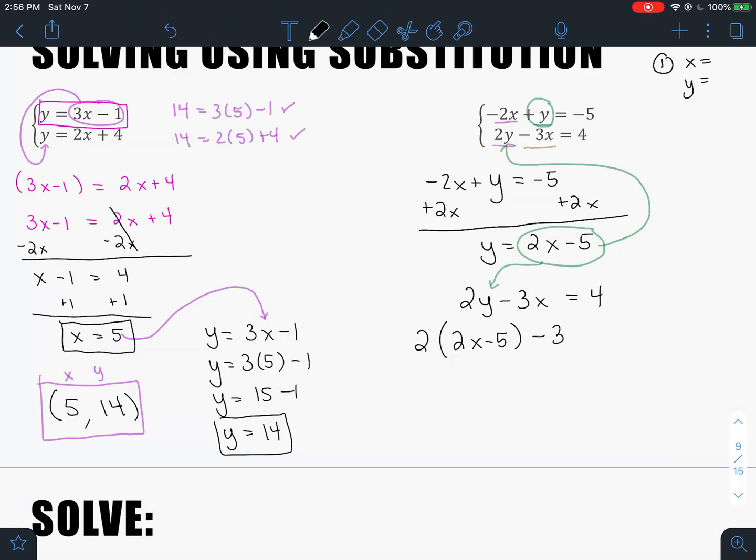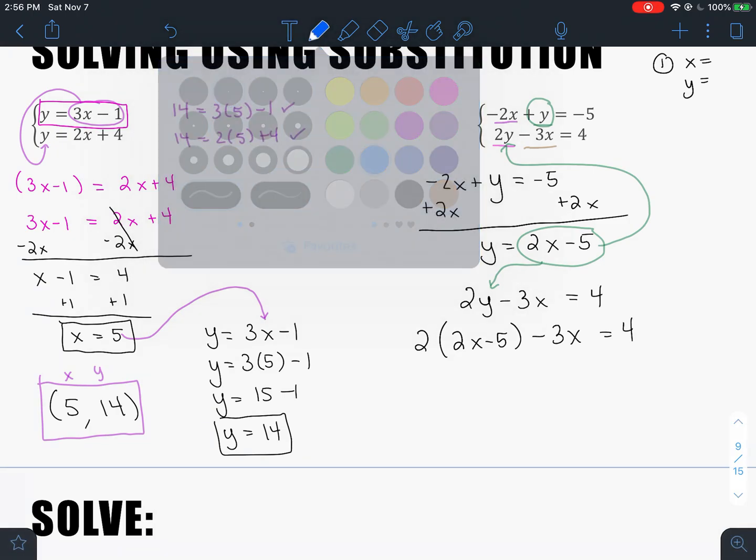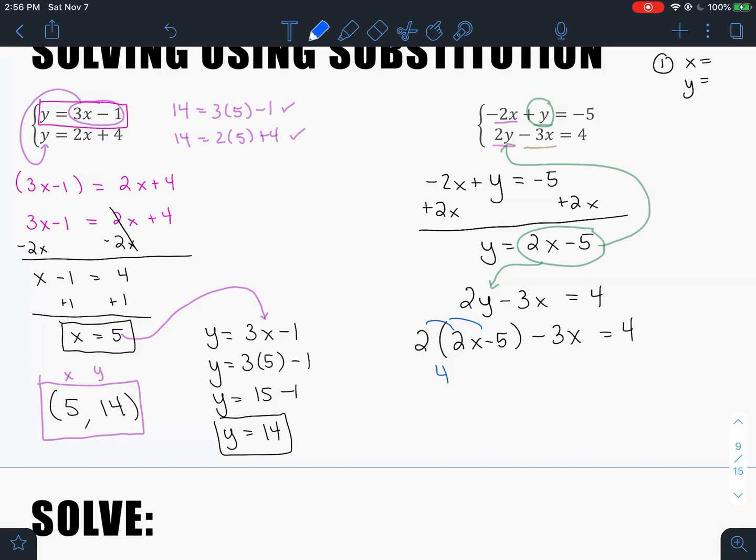So this is going to be 2 times y. So it'll be 2 times (2x minus 5). That's what y is going to become. Then minus 3x equals 4. And now I'm going to solve this equation. So I'm going to distribute the 2, and I get 4x minus 10 minus 3x equals 4.